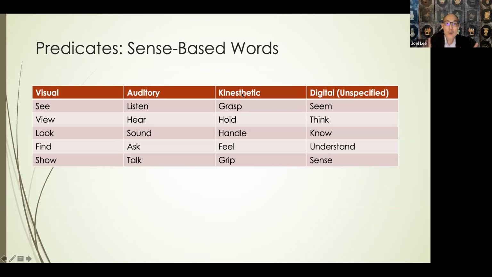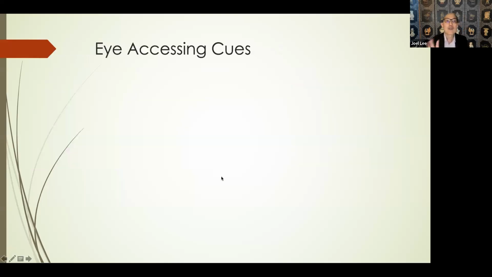Okay, so one way to identify what representational system the other person is using is through what we call sense-based words. The other way is to do this. Have you ever noticed people doing this? I don't see what you're saying. Or they will do this. It doesn't sound right. Or they will do this. It feels wrong. Or they will do this. I tell myself it doesn't make sense, right?